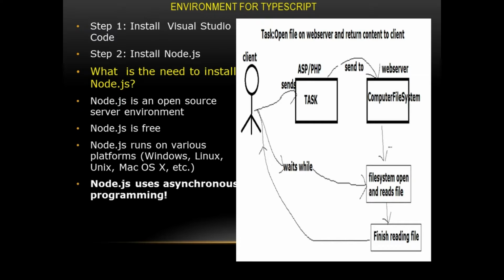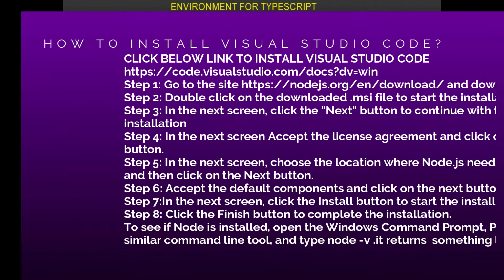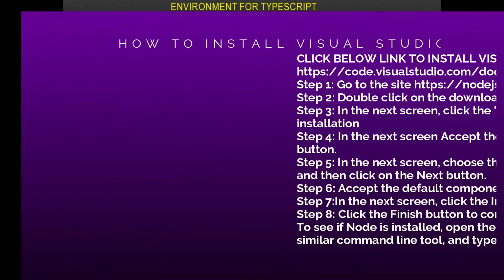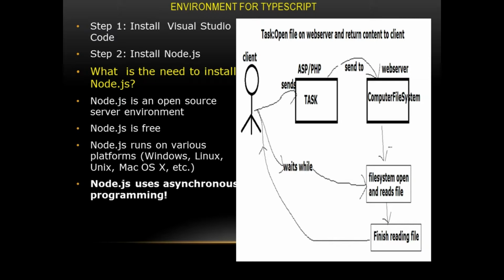So what is the environment for TypeScript? The first step is to install Visual Studio Code, and step 2, you have to install Node.js. What is the need to install Node.js? Node.js is an open source server environment, and it's also free. It is platform independent, running on Windows, Linux, Unix, Mac, etc.